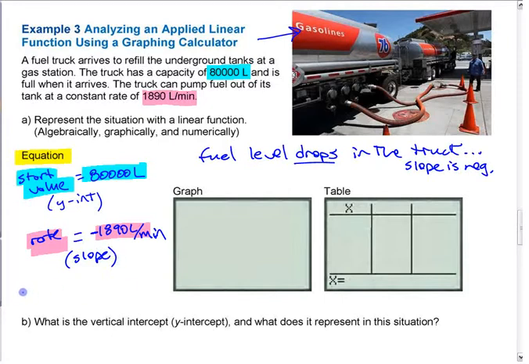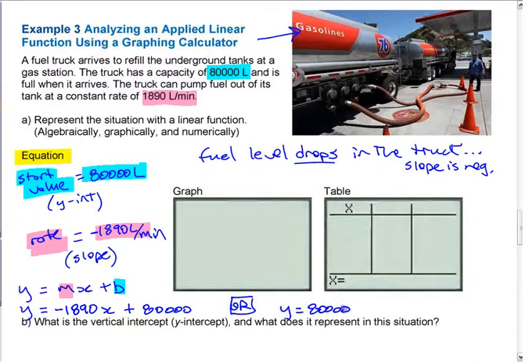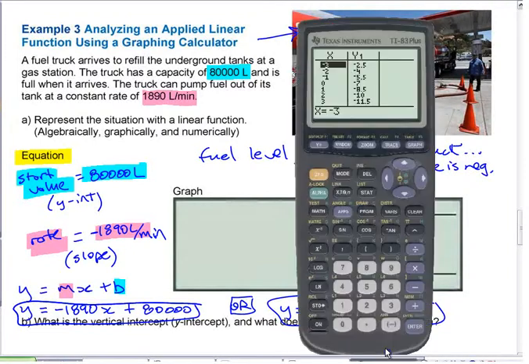The equation then is going to be, here's the basic form, right? mx plus b. And you fill in the two things. Here's the y-intercept. Here's the slope. So what's my equation going to look like? Two ways I could write it. y equals negative 1890x plus 80,000. Or you could write it with the 80,000 first: y equals 80,000 minus 1890x. Either way you could write it. Those are your two ways of writing the equation. They're the same.